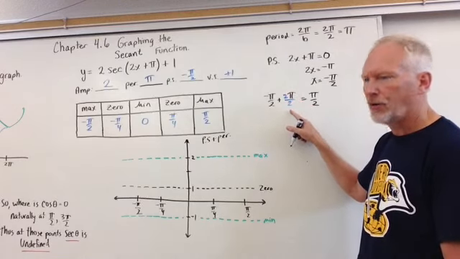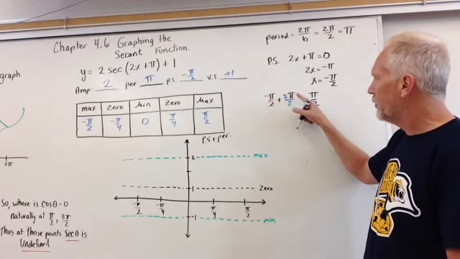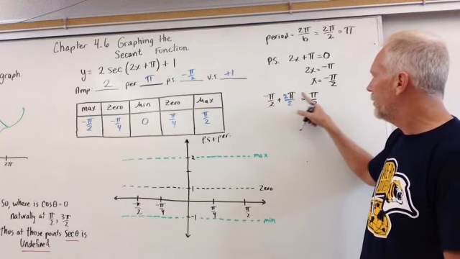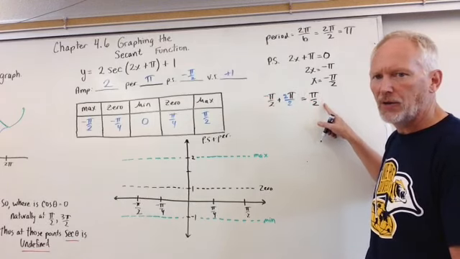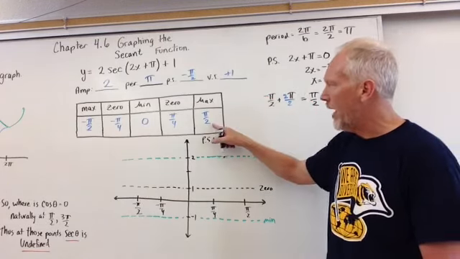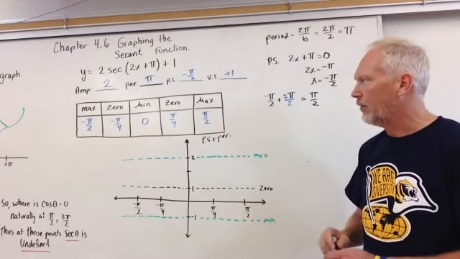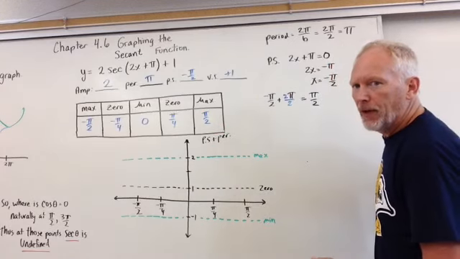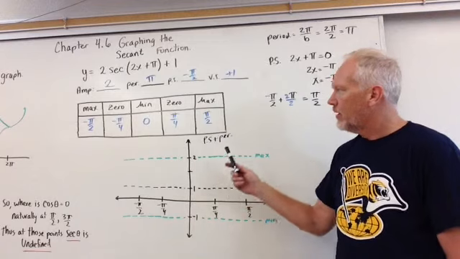Common denominator, 2 over 2. So I get negative pi over 2 plus 2 pi's over 2. That leaves me with 1 pi over 2 left. And so my max will occur at pi over 2. Now, here we go. We can fill in the rest.